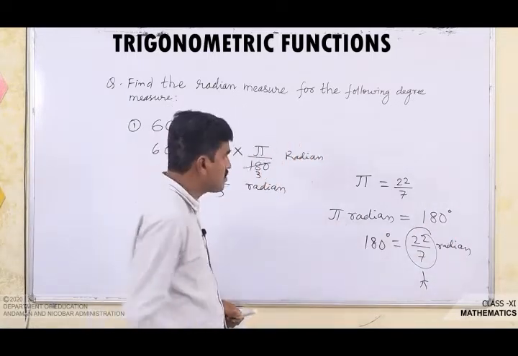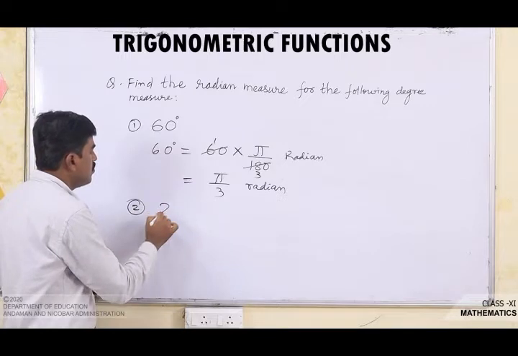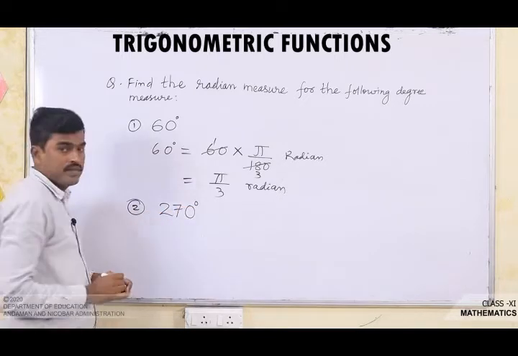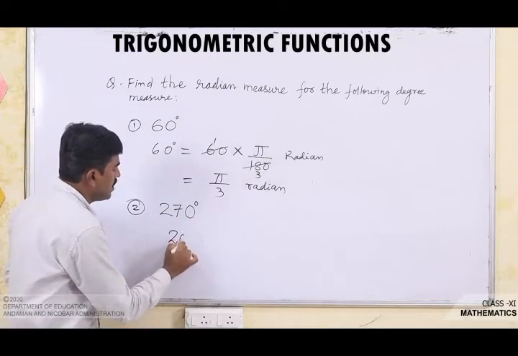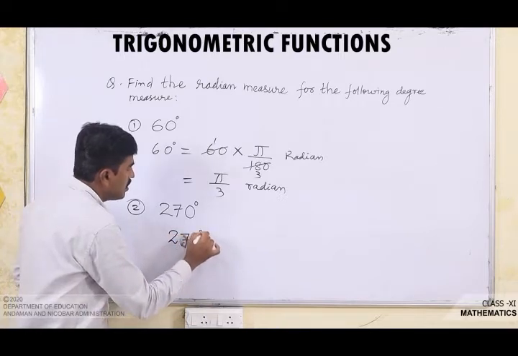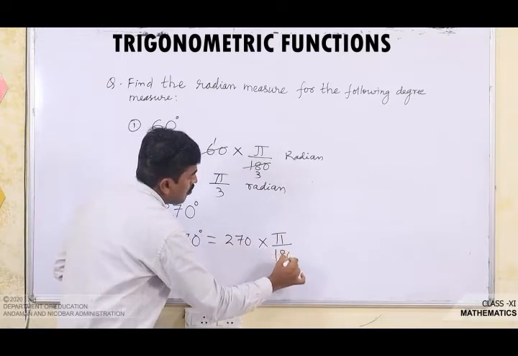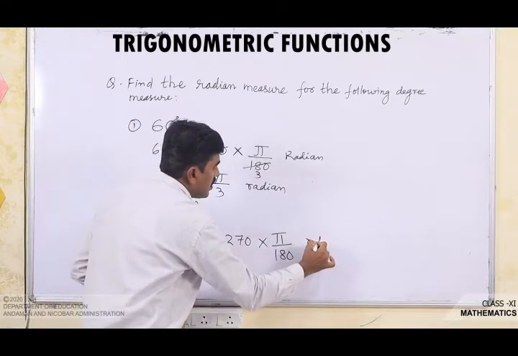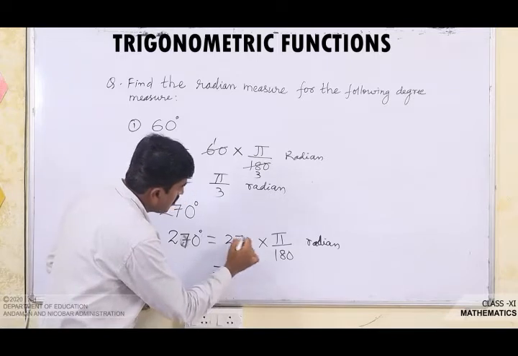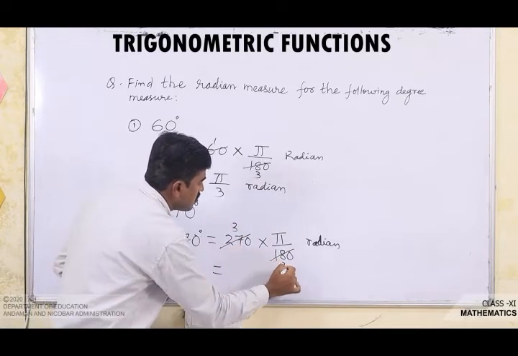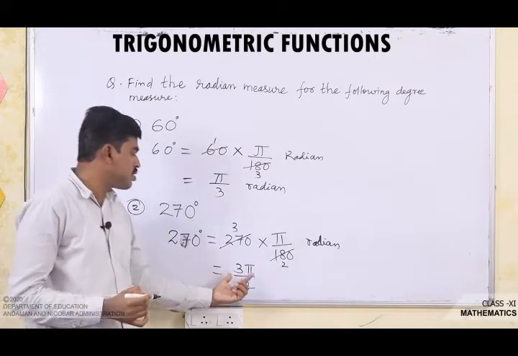Okay. So let's take one more example. Suppose number 2, the angle is given as 270 degree. Now how to convert 270 degree into radian? So 270 degree is equal to 270 into, we have to multiply it with pi by 180, so it will be in radian. Now cancel out, 9 threes are 27, 9 twos are 18, it is 3 pi by 2. So 270 degree is equal to 3 pi by 2.